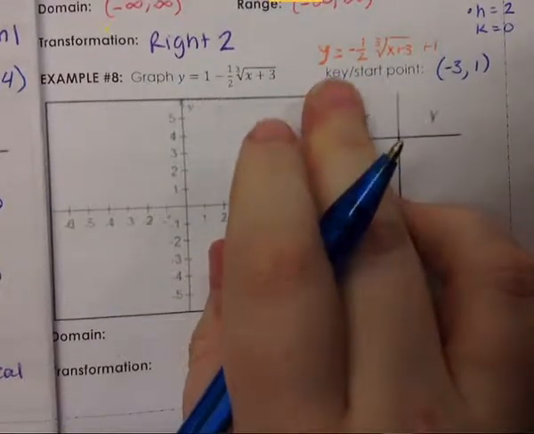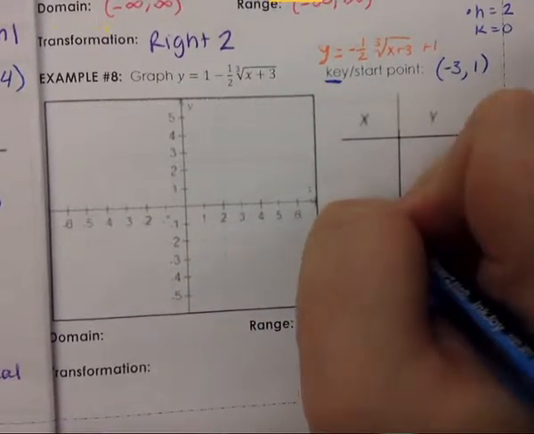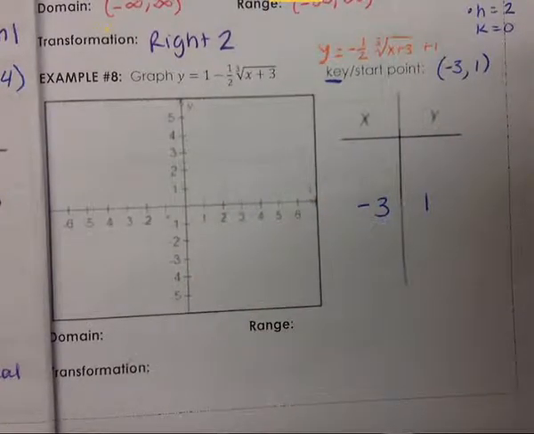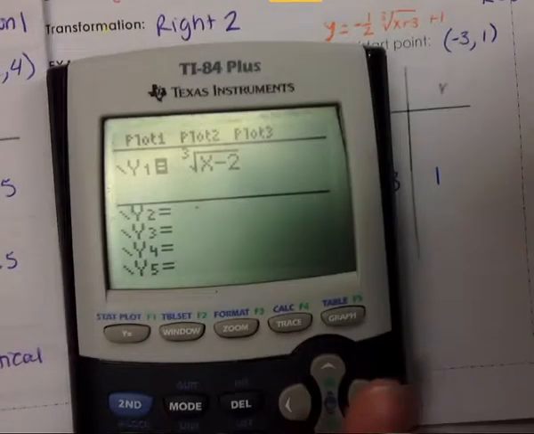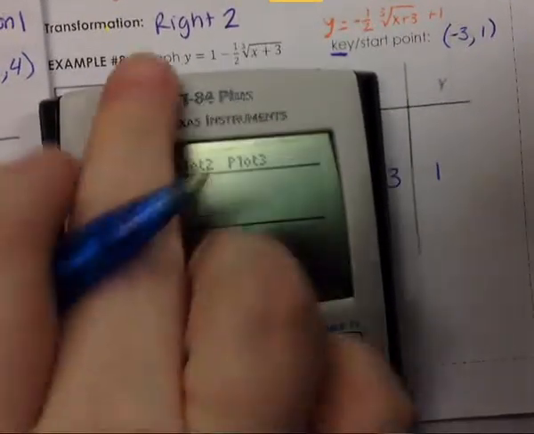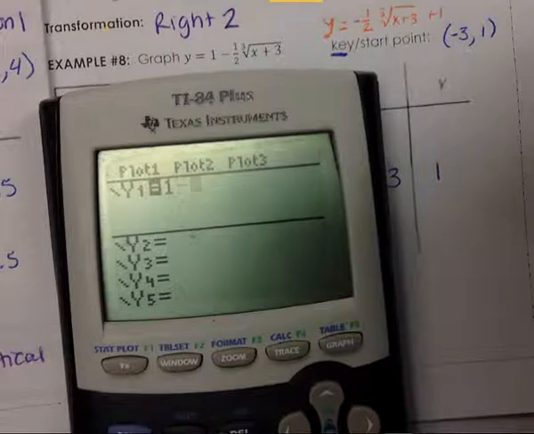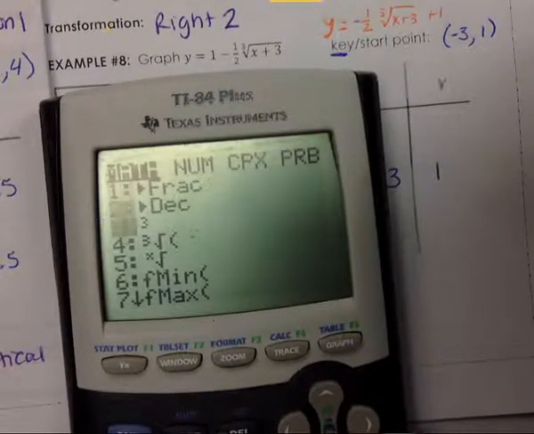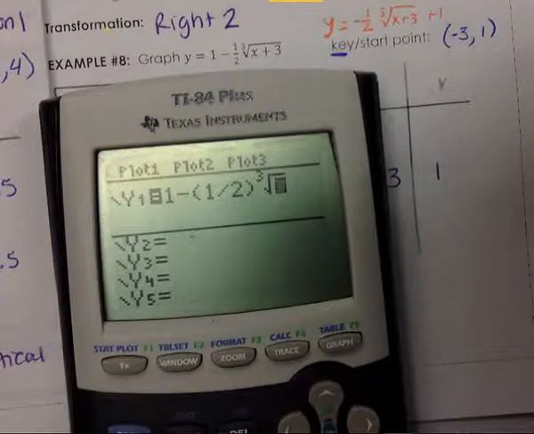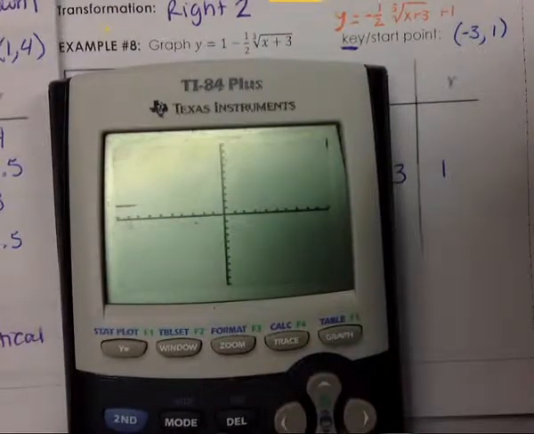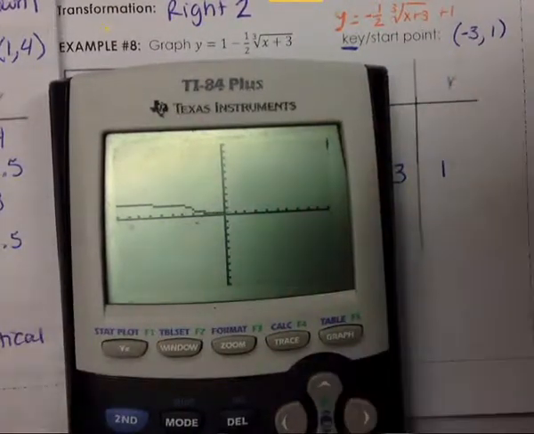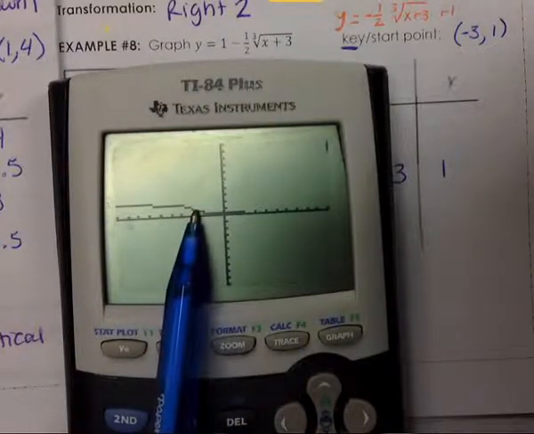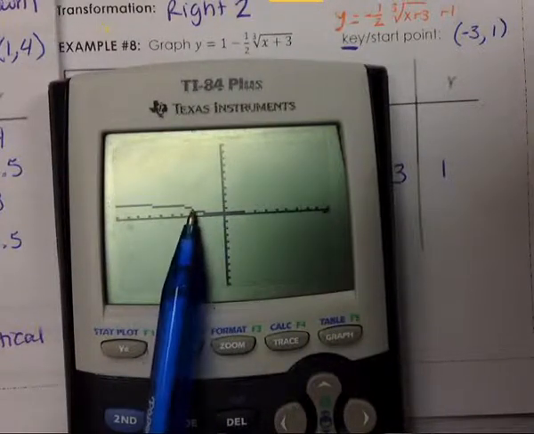So again, since it's a key point, we want to put that in the middle like our vertex: negative 3, 1. When we go to our calculator, we want to clear this out and type in this original one. So it's 1 minus, parentheses, 1 over 2, close parentheses. Then I need my cube root, so I need the math button, go down to number 4, and type in x plus 3. Get out of my radical. Now I'm going to press graph. We've said the key point should be negative 3, 1, and we can see that that little middle part is roughly at negative 3, 1.